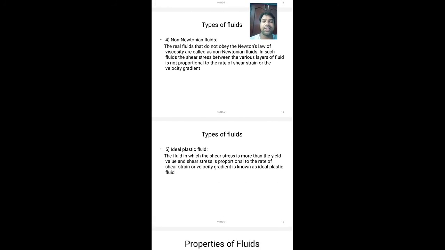Whereas ideal plastic fluid. What is ideal plastic fluid? The fluid in which the shear stress is more than the yield value, right? And then it is proportional to the rate of shear strain or velocity gradient. That is nothing but ideal plastic fluid, right? So ideal plastic fluid is the fluid in which the shear stress is more than the yield value, and thereafter the shear stress is directly proportional to the rate of shear strain or else velocity gradient, right?